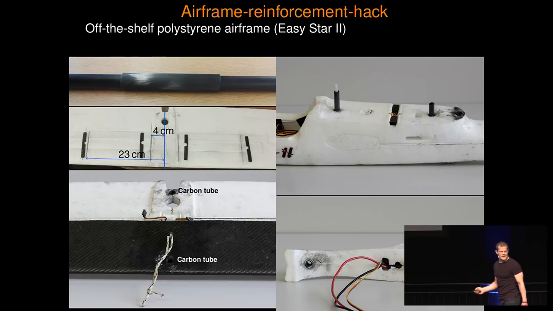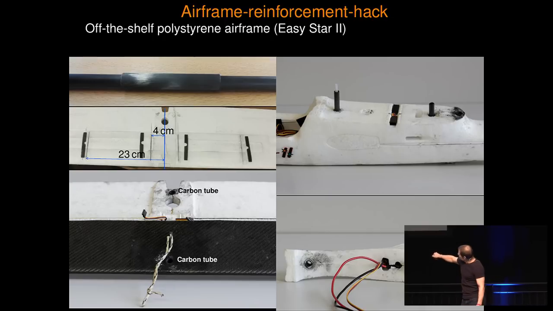So let's come to the airframe reinforcement hack. Take your favorite polystyrene airframe, in this case an Easy Star 2, and glue the wings together. This is the lower side of the wings. You put a carbon rod in this part, and you stabilize it with racks, which you glue into the slits we can see here. And then you wrap carbon in the forward part of it, where most of the aerodynamic force is attached.